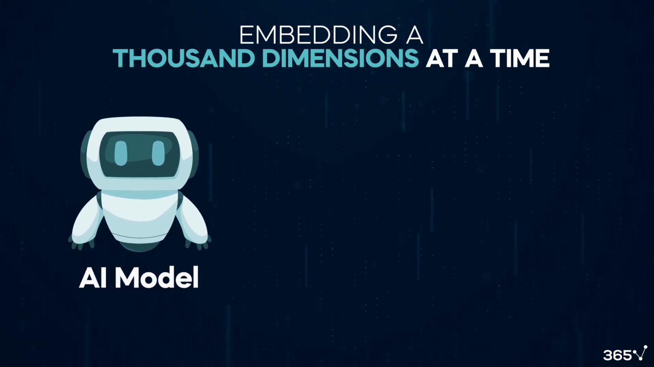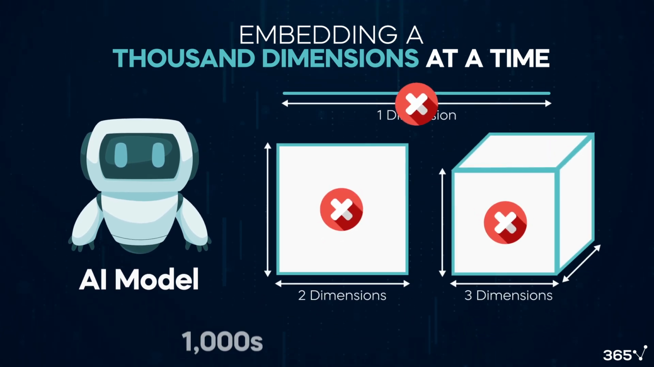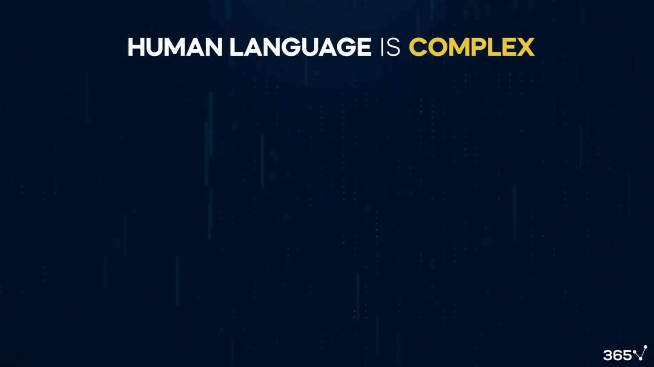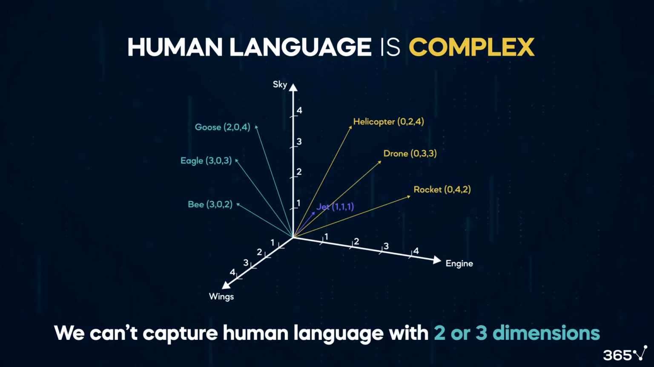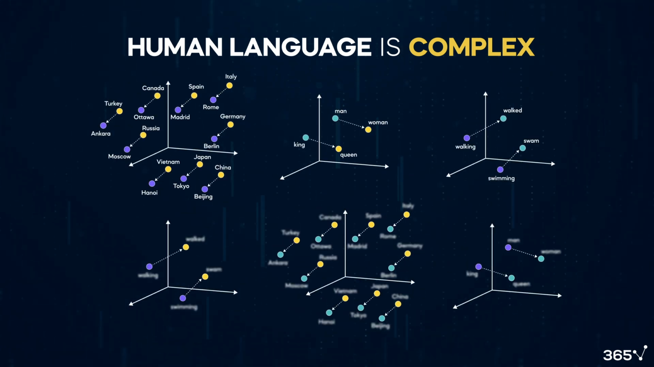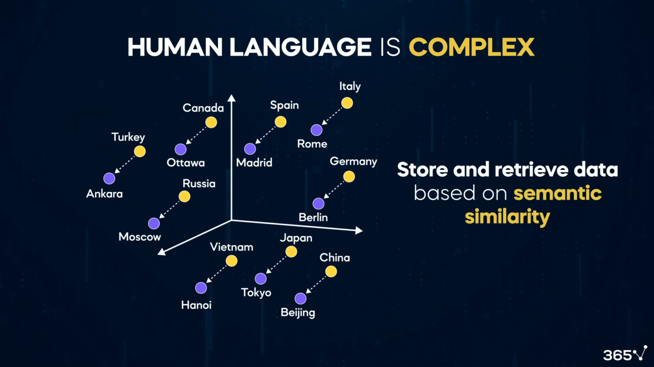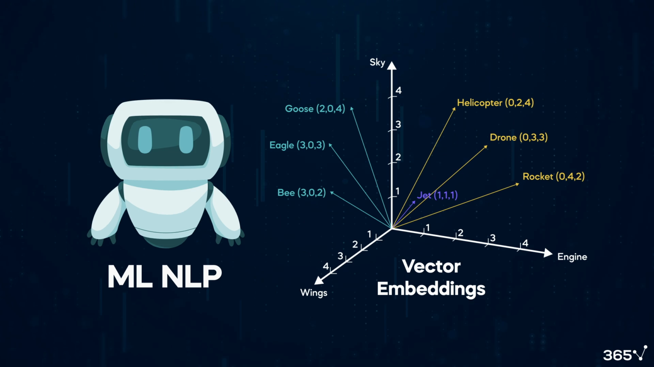When working with AI models, vector embeddings are not two-dimensional. They're not three-dimensional, but a few hundred or thousand dimensional. As you can imagine, the meaning of something as complicated as human language can't be captured with one, two, or three-dimensional vectors. Instead, we need hundreds, even thousands of dimensions. The key idea is to use embeddings to store and retrieve data based on semantic similarity. So, text data can be represented through vector embeddings, which serve as a critical enabling factor.